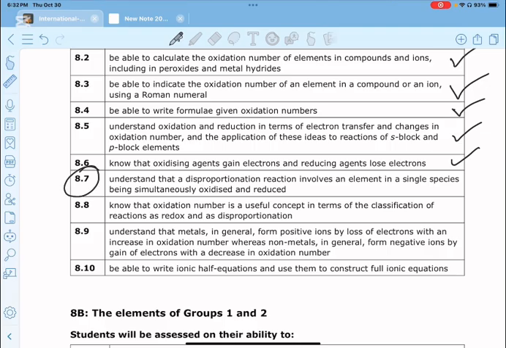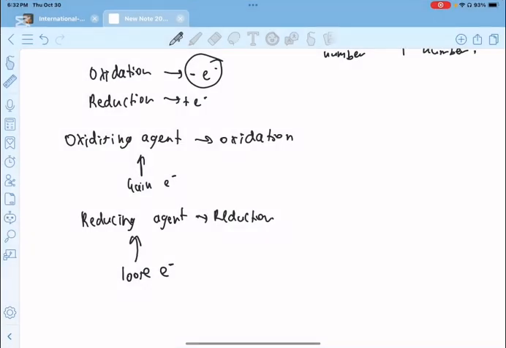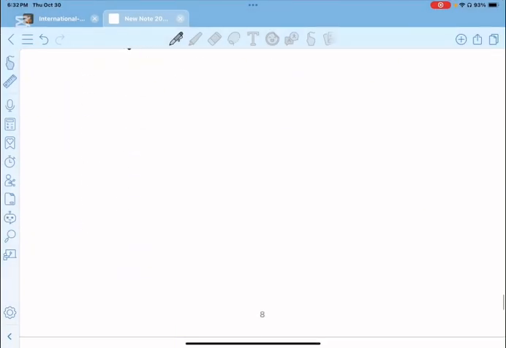Next part, 8.7. Understand that a disproportionation reaction, sorry, I have a hard time saying that word, involves an element in a single species being simultaneously oxidized and reduced. Okay, so what is a disproportionation reaction? It's a reaction in which the same species is oxidized and reduced simultaneously, okay? So let's look at an example. The most common example for this is chlorine being hydrated, okay?